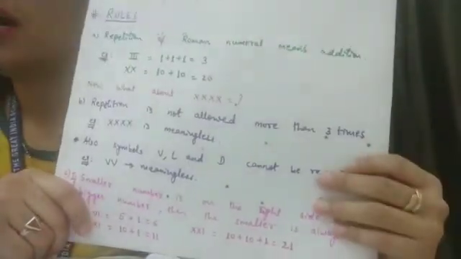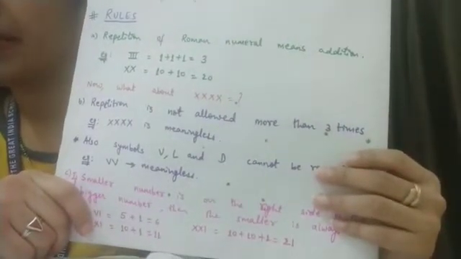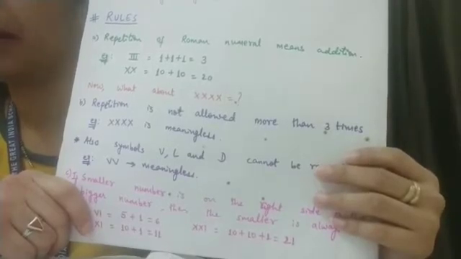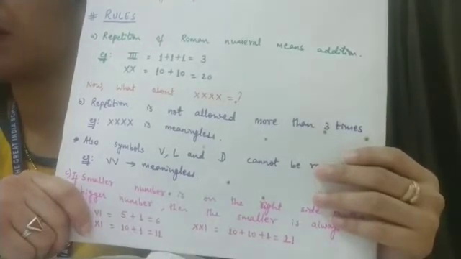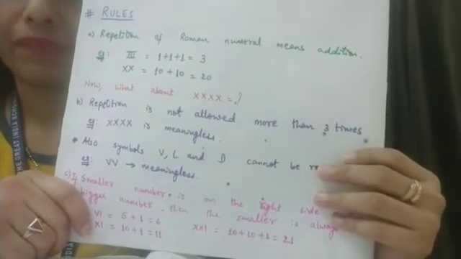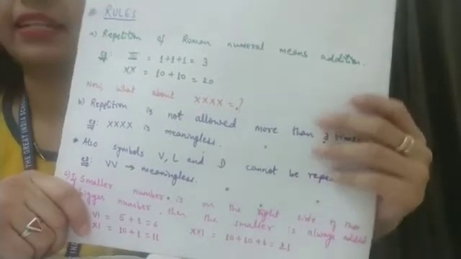Now tell me, what if a smaller number is written on the left side of a greater number? Then the smaller number will always be subtracted. Okay, let's see. That is the next rule.